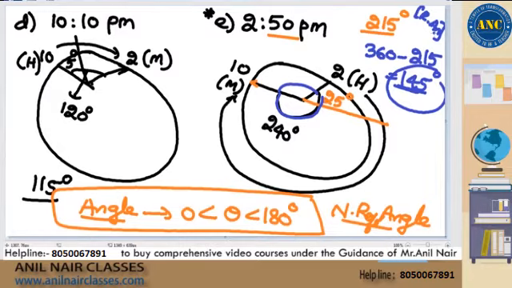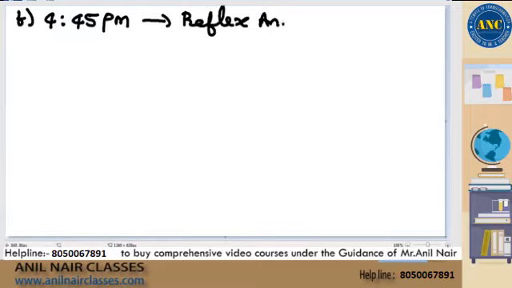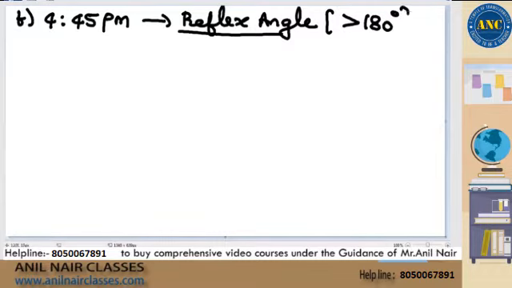Next, 4:45 p.m. I will discuss every possible concept, right? Till 7:30, whatever I can discuss, I will discuss. 4:45 p.m. And the question is, find the reflex angle between the hands of a clock. 4:45 p.m. Find the reflex angle. Whenever it is a reflex angle, the answer should be greater than 180.